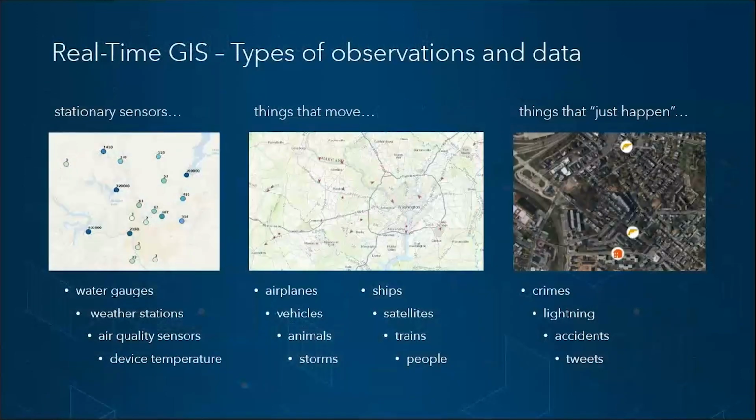So when we're talking about real-time GIS, what are we actually talking about? We roughly break these down into three different types of observational data. There's stationary sensors, such as water gauges, weather stations, things that don't really move, but are updating constantly over time. And then there's things that move, such as cell phones, airplanes, vehicles, ships, satellites, trains, people, things that are constantly moving over time and reporting their position. And then there's things that happen. So intelligence reports, crimes, lightning, accidents, tweets, for instance.